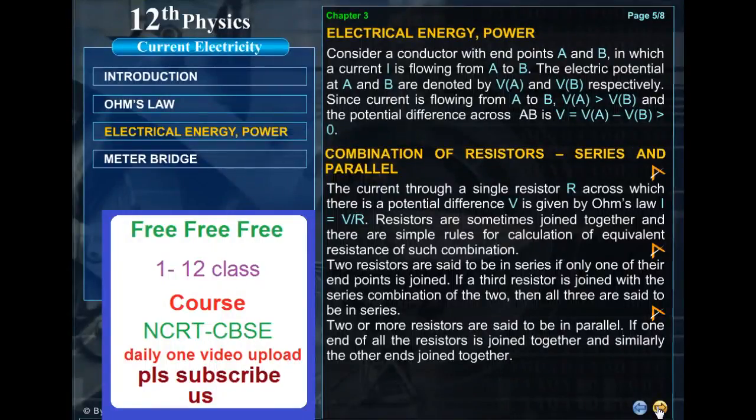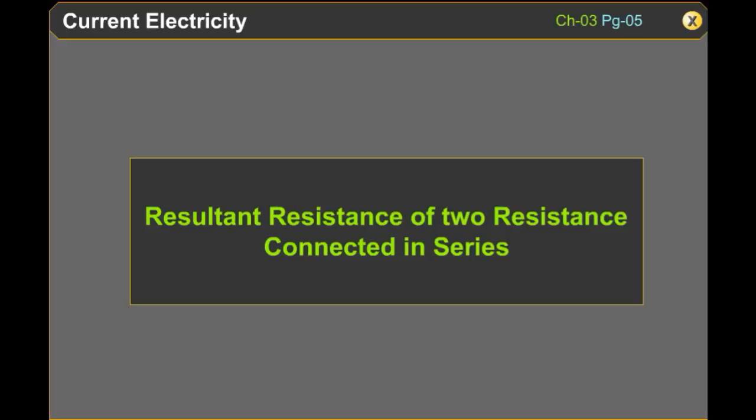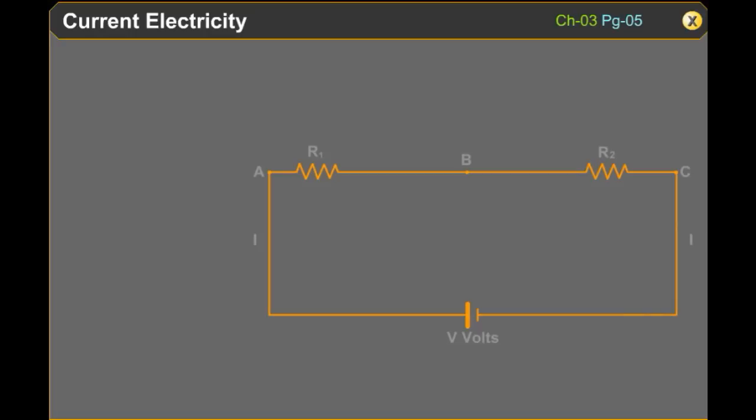The current through a single resistor R, across which there is a potential difference V, is given by Ohm's law: I is equal to V by R. Resistors are sometimes joined together and there are simple rules for calculation of equivalent resistance of such combinations. Two resistors connected in series: two resistances R1 and R2 connected in series.